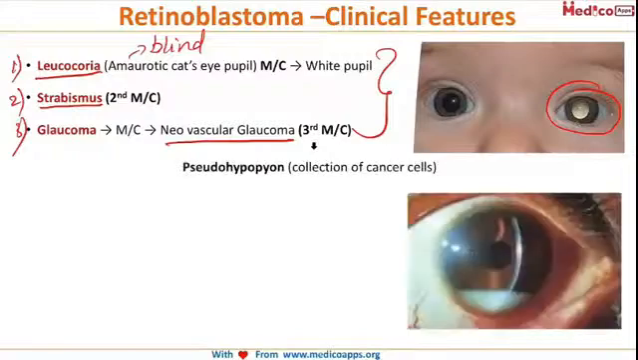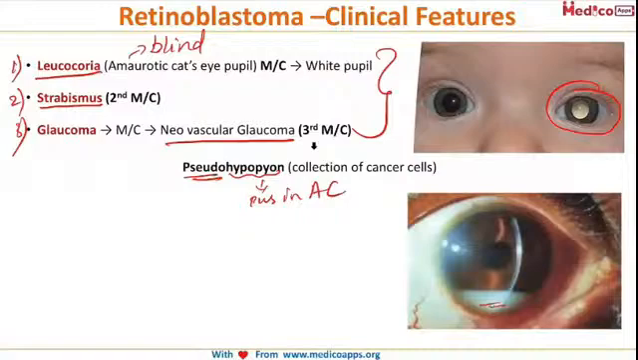Then another feature here can also sometimes be a pseudohypopyon. We know that hypopyon means pus in the anterior chamber. Now I am calling it pseudohypopyon because this is not pus, but it is a collection of tumor cells in the anterior chamber. So pseudohypopyon is also a presenting feature in retinoblastoma.